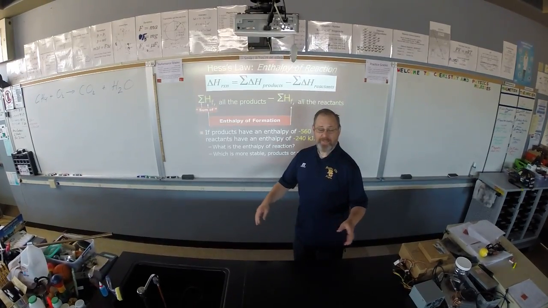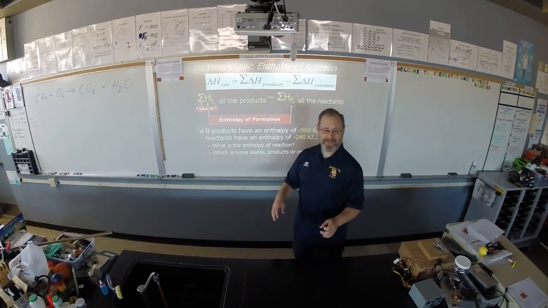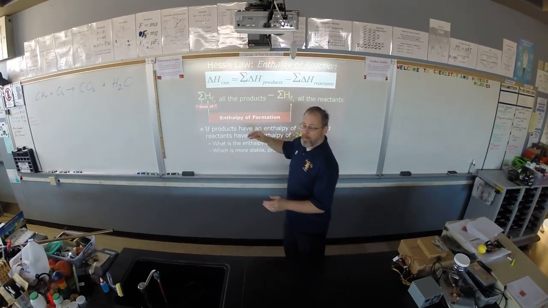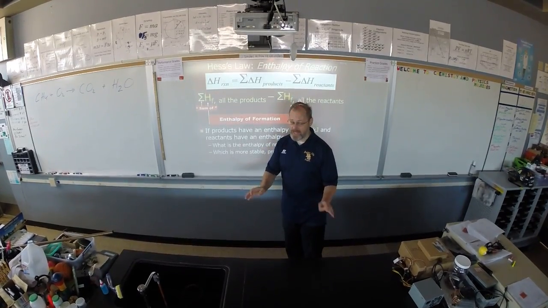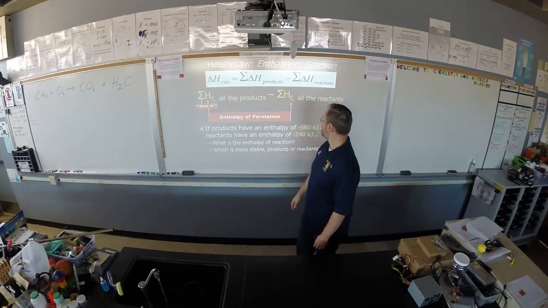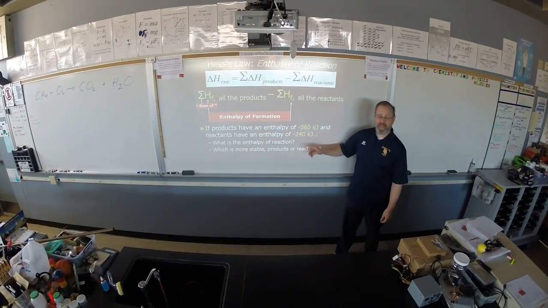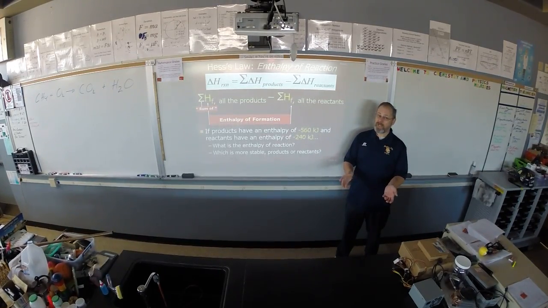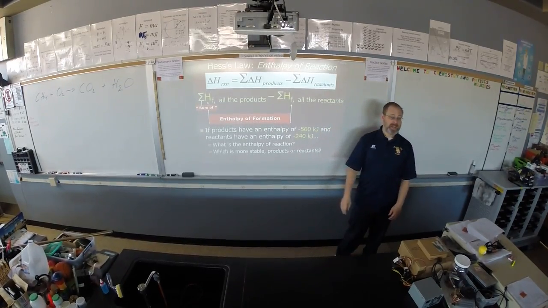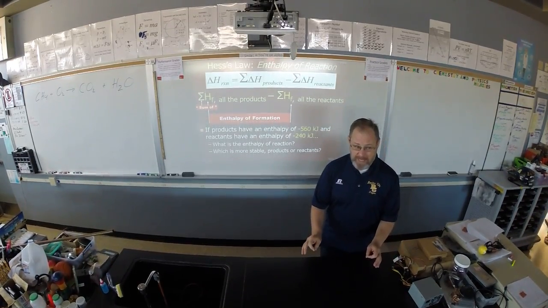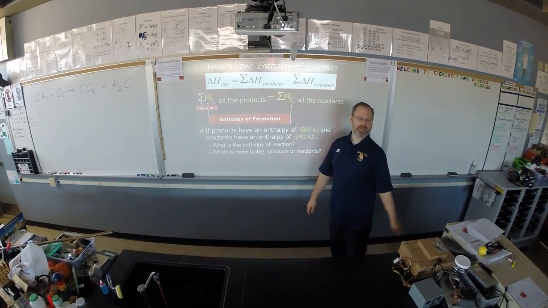Okay. If you've got your products and your reactants, you just subtract your products minus your reactants. That's going to give you your heat of reaction. So if you've got negative 560 and negative 240, you're going to have negative 320, which is going to be exothermic. Okay, does that make sense?